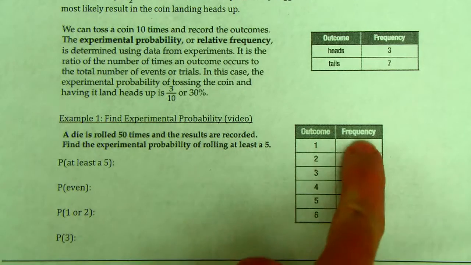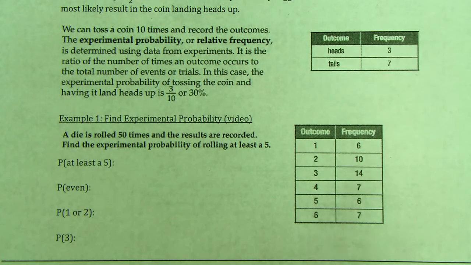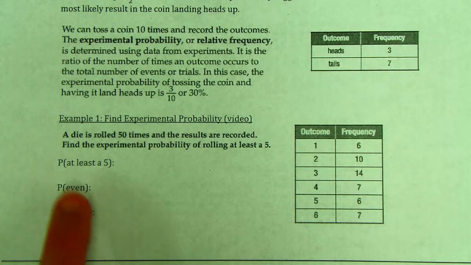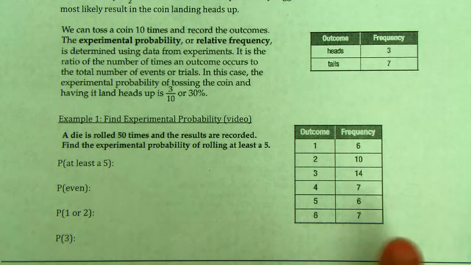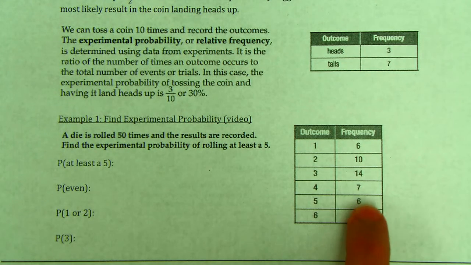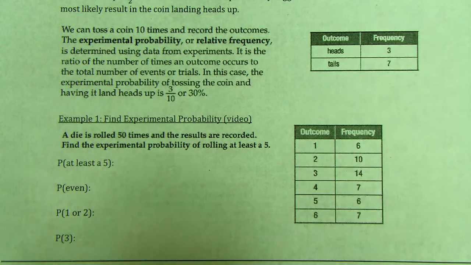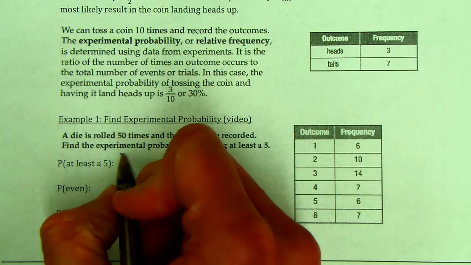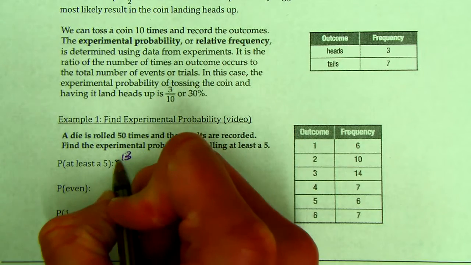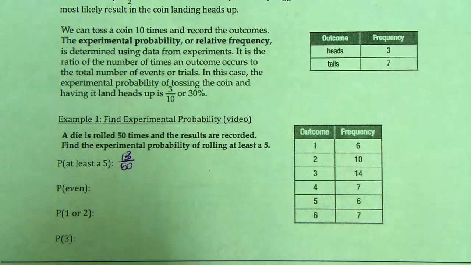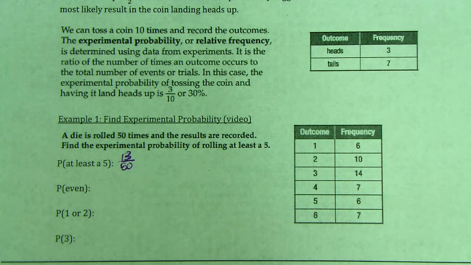Okay, well, probability of at least a 5, that would mean I could do 5 or a 6, so there were 6 of those outcomes, 7, so a total of 13 times out of 50 that it was a number at least 5, so 5 or 6. So I'm going to write it like that in reduced form, and then 0.26. I know I said as a percent, but really I meant as a decimal.